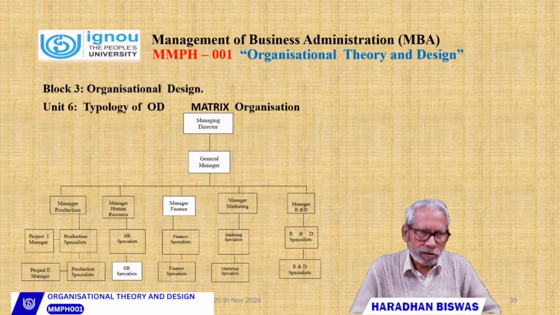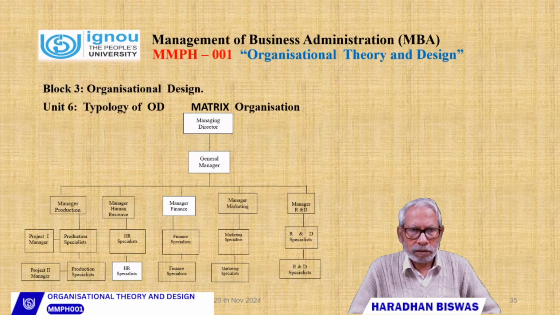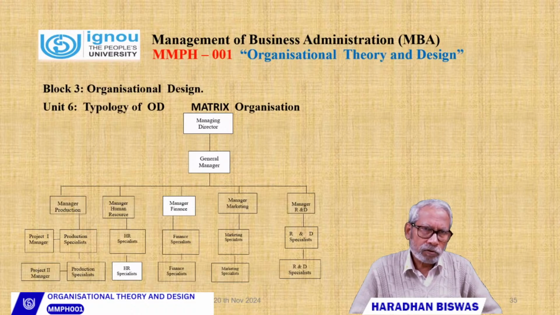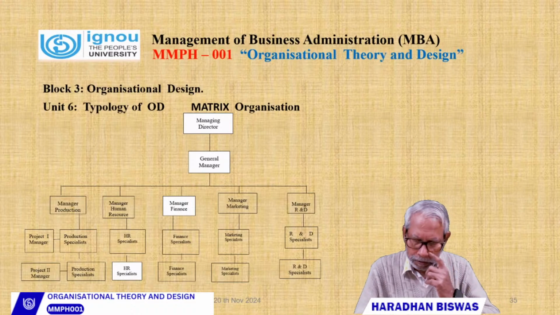Managing director, the general manager, and then all the divisional managers are there: production, HRM, finance, marketing. It is typical, it may change. So here actually everything is there. That's why we can see it is a matrix organization. So all the things are available.